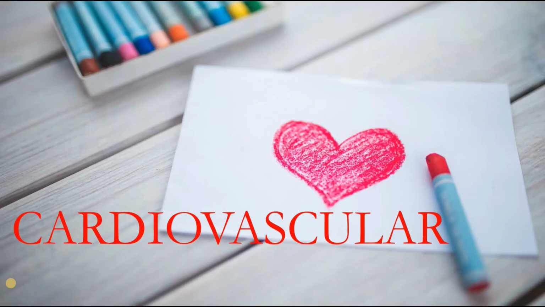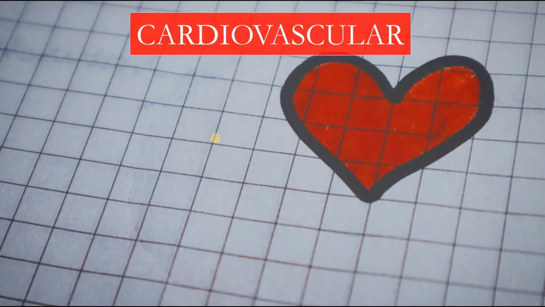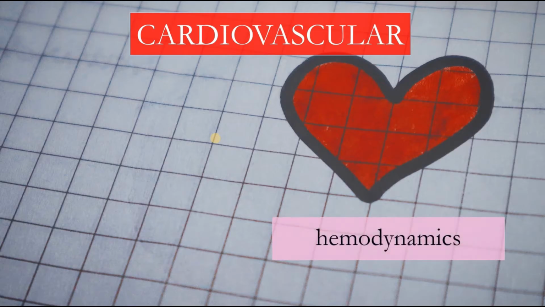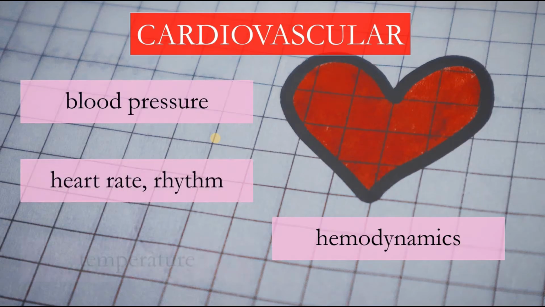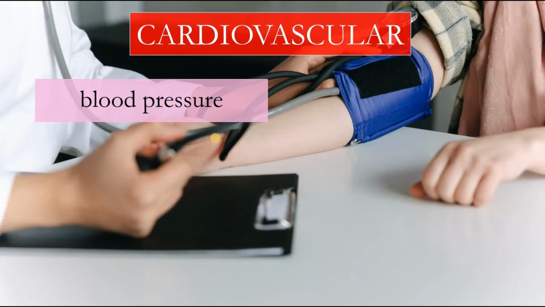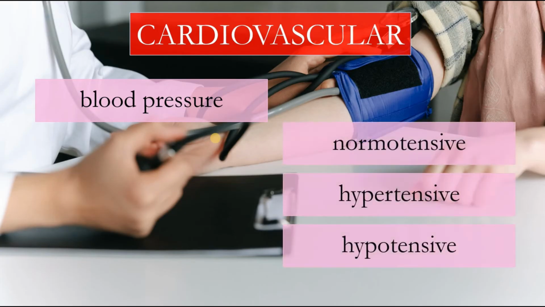So let's go to cardiovascular. For cardiovascular, we have the following. We talk about the patient's hemodynamics. That means we talk about blood pressure, heart rate and rhythm, and temperature. For the blood pressure, we have three terminologies. We have normotensive, hypertensive, and hypotensive.